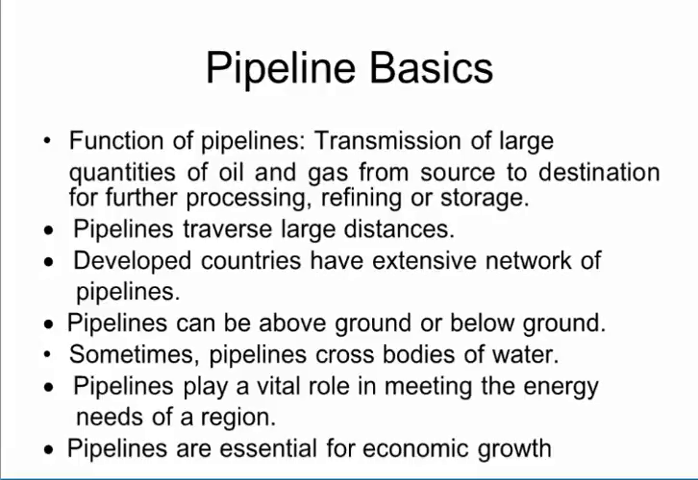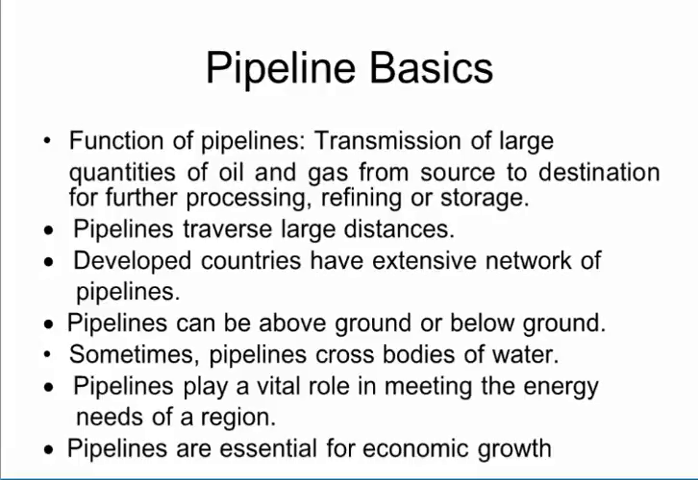Very firstly, what are the basics? What is the function of a pipeline? So a pipeline is used for the transmission of large quantities of, in our case, oil or gas from a source to a destination for further processing, refining and storage. So I think the main thing is what we're trying to do is move large quantities of oil and gas. We're not necessarily trying to process it at all.